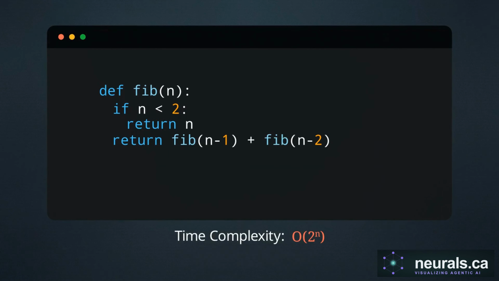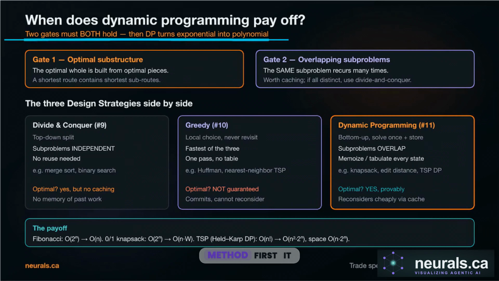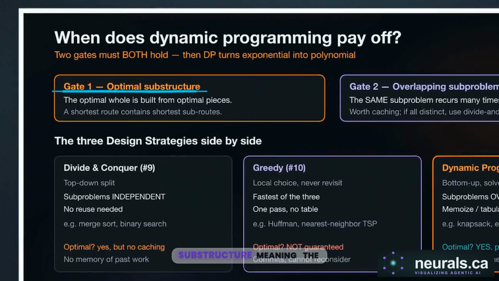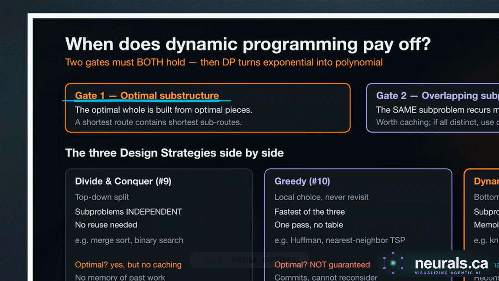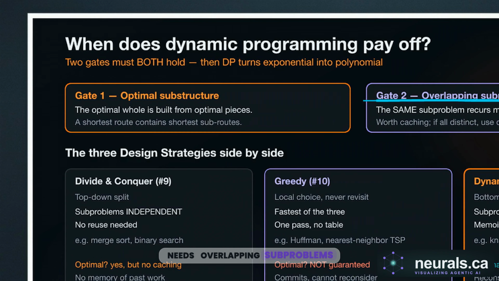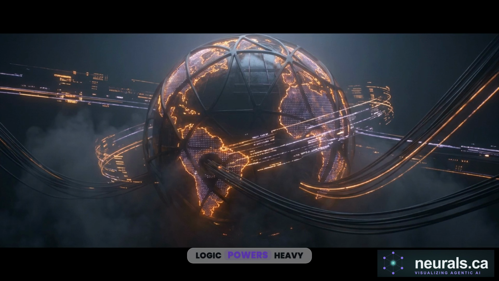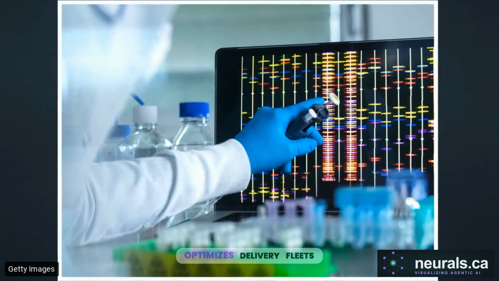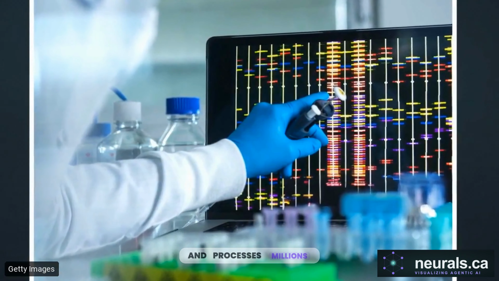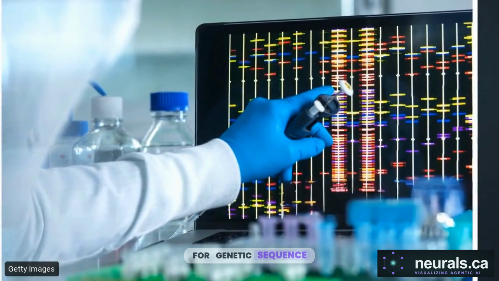This graphic shows the two specific conditions a problem must pass to use this method. First, it needs an optimal substructure, meaning the optimal whole is built from optimal pieces. Second, it needs overlapping subproblems, meaning the same calculations actually repeat. When those two rules apply, this logic powers heavy global infrastructure. It runs airline routing, optimizes delivery fleets, and processes millions of data points for genetic sequence alignment.